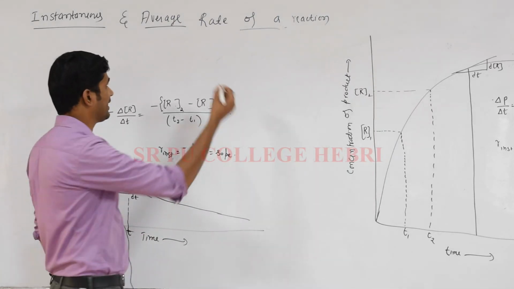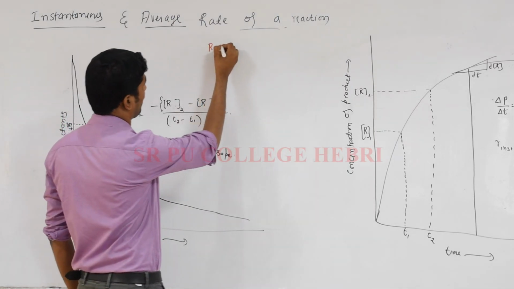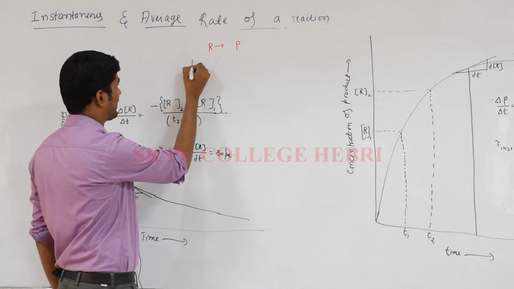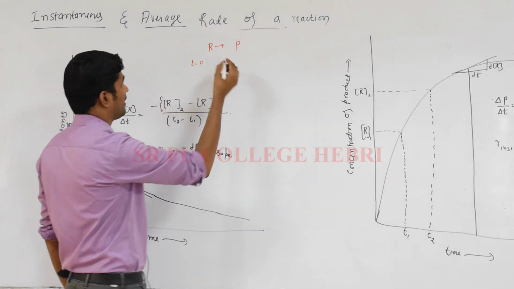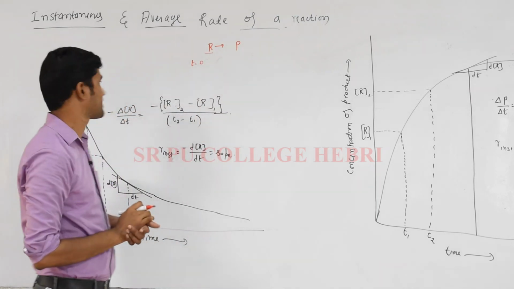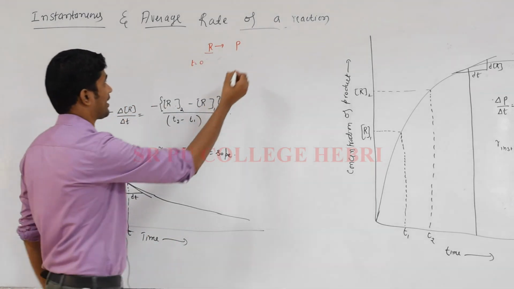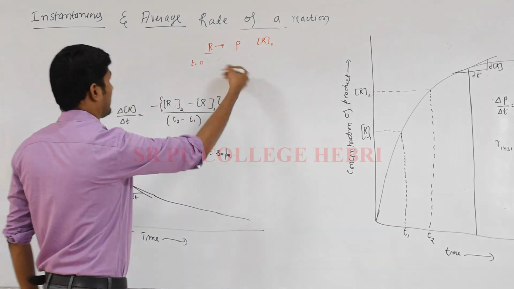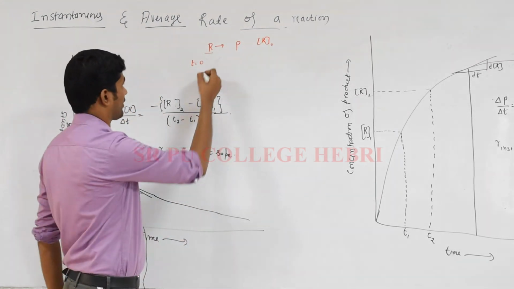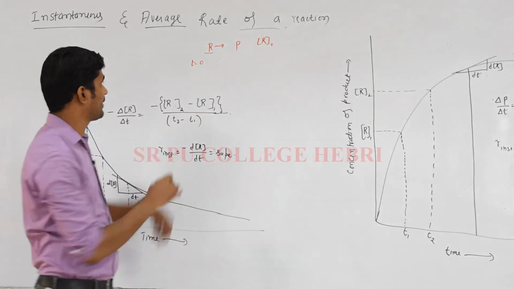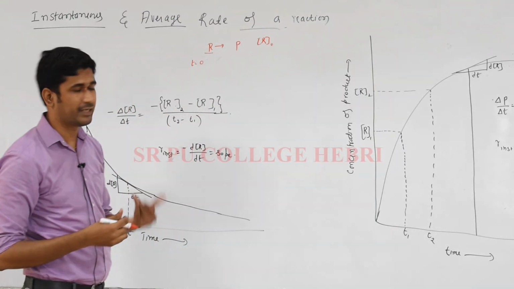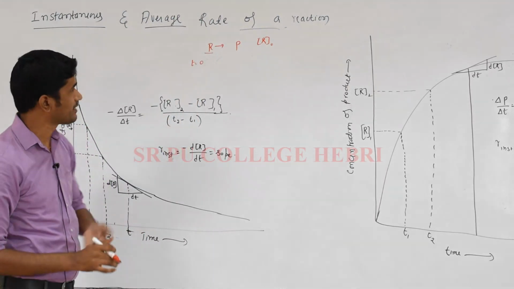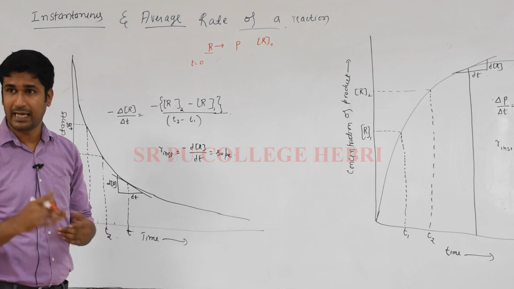Consider any reaction in which reactant R forms product P. Initially, at time t equal to 0 seconds, the concentration of the reactant is maximum. Usually we take it as R0. As time passes, when you start the reaction, t becomes 1 second, 2 seconds, or you can measure it in milliseconds also. Slowly the concentration of reactant decreases and the concentration of product increases.